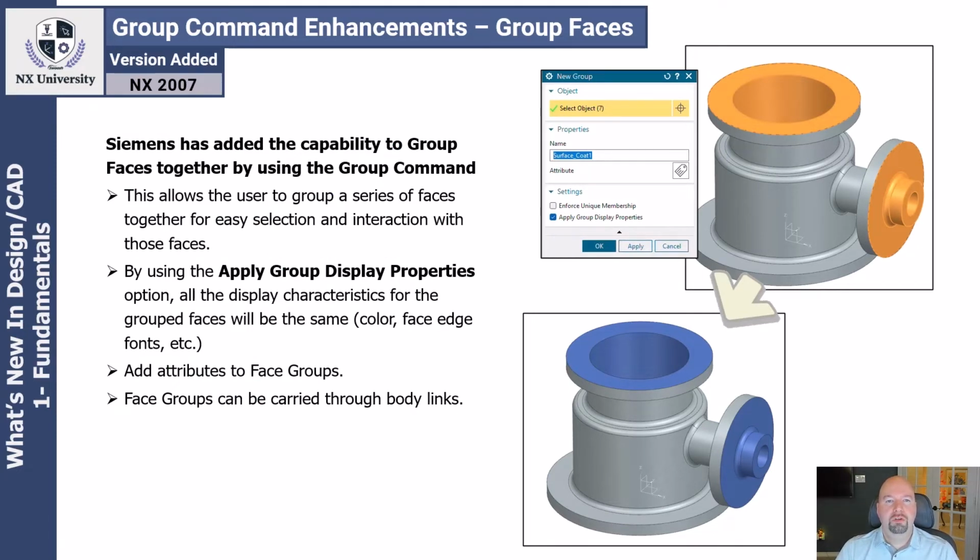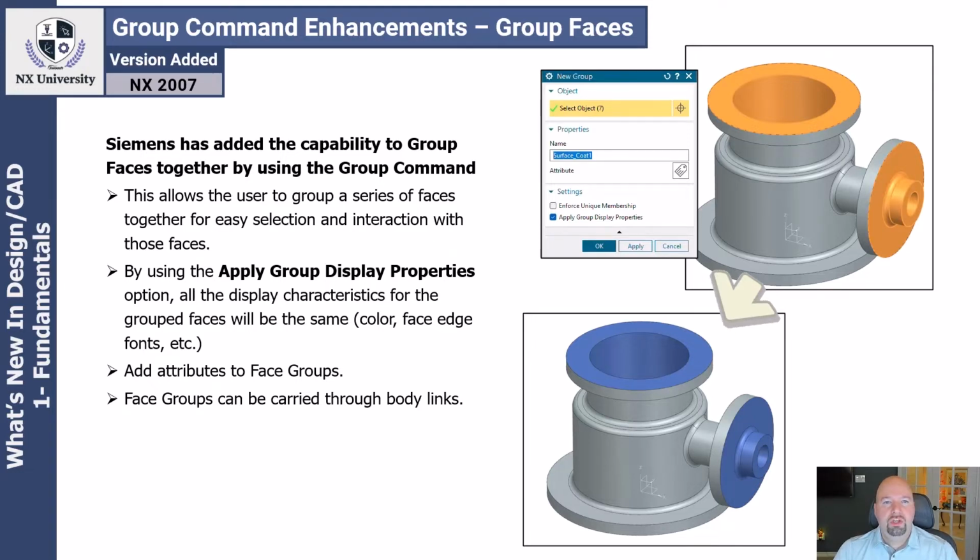Okay, jumping into the group command enhancements here, group faces. This was released in version 2007. As you go through this presentation, you will see in the top left corner there is going to be a version added topic up there, and you can see the version of the software the enhancement was made or introduced in the software. So as we go into these different topics, I will be letting you know what version of the NX software or what release this enhancement was added to the software.